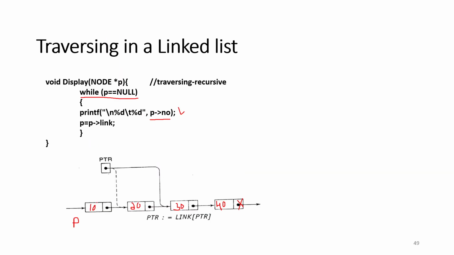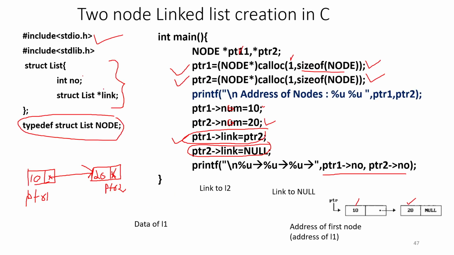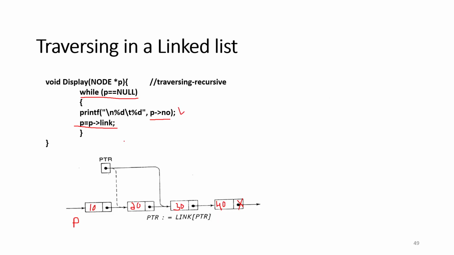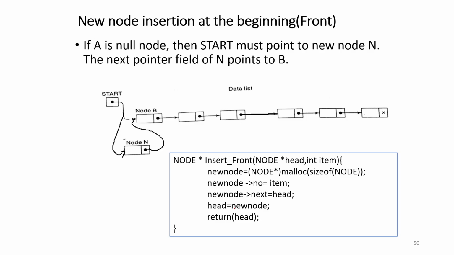Next, having printed this, the next step is to advance to the next node. This is the statement P equal to P of link, because link is the other field which holds the address of the next node. To reach that node, you do this repeatedly. You put that inside a while loop. With that you can visit all the nodes, hence the name traversing.